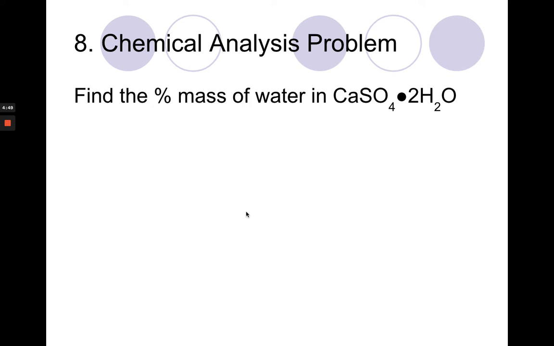This is very similar to what we did in the last lesson on looking at percentage mass of an element in a compound. This time we're going to look at percentage composition by mass of water in hydrated ionic compounds. So let's see, in the hydrated compound calcium sulfate dihydrate, what percent of the mass is due to water.